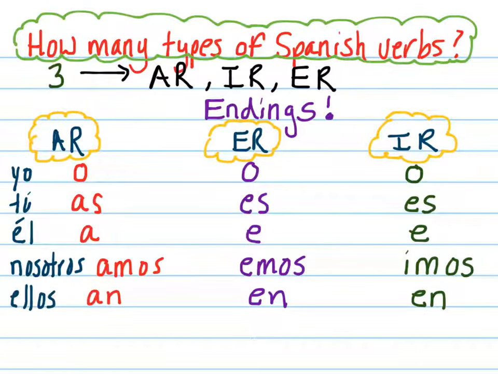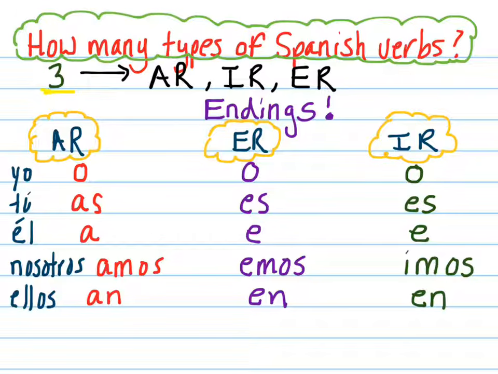Okay, let's go on. How many types of Spanish verbs are there? Well, we all know this one. There's actually 3. Okay, we just talked about this. There's the AR verbs, the IR verbs, and the ER verbs. Okay, now these are going to be your present tense endings. These are the endings, remember, that you're going to be adding to your stem. And it's going to show who is actually doing the action of the verb. Okay, so let's go with these real quick.